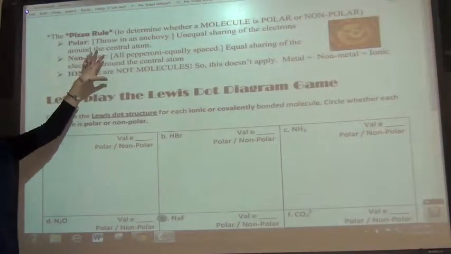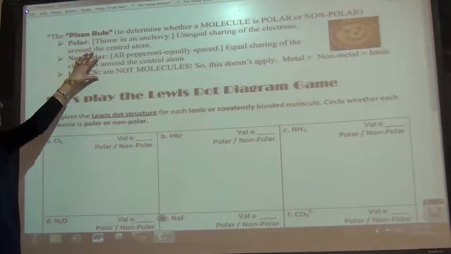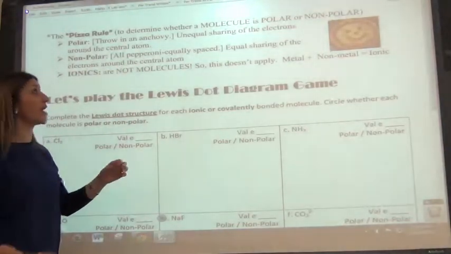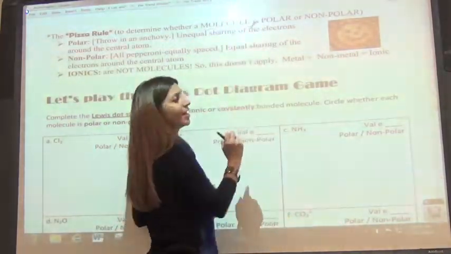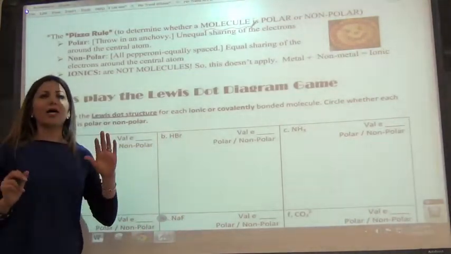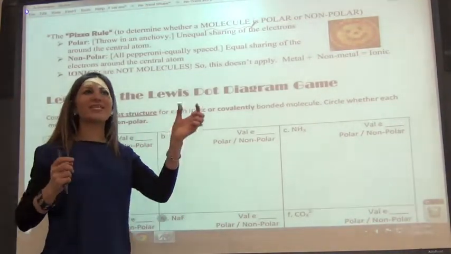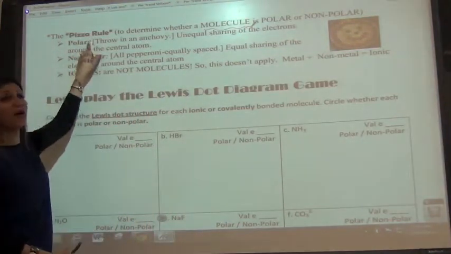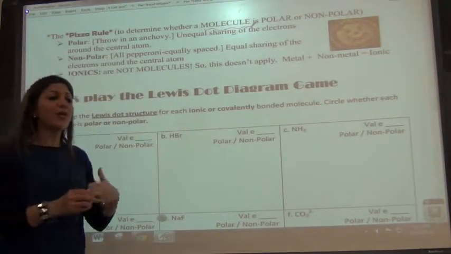So there is what is called the pizza rule. We'll talk more about this later on too. But it's basically what I use to determine whether a molecule is polar or nonpolar. And so the bond type you have to calculate to see. So you're going to subtract the electronegativity differences. But as far as figuring out the molecule type, you want to look at it.